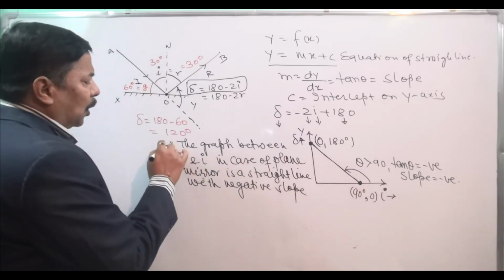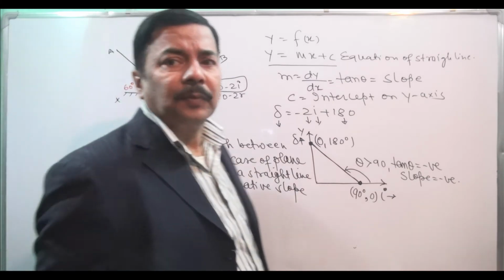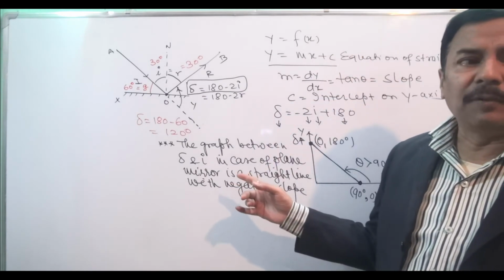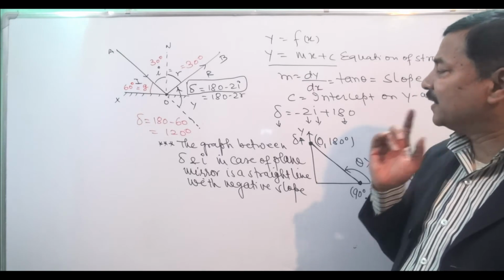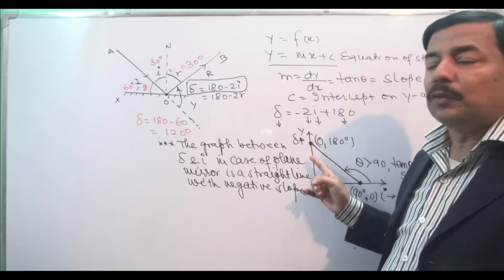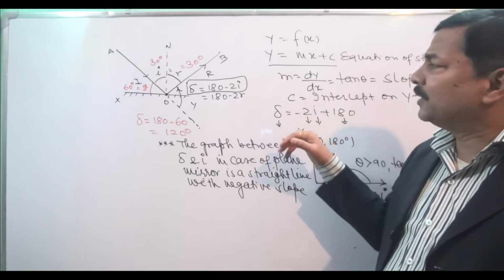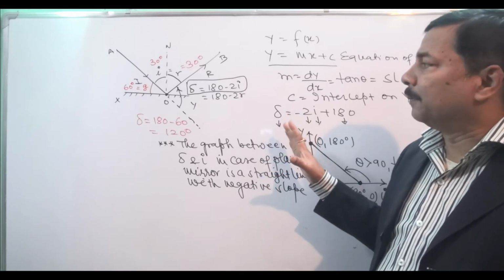This point you all should remember very carefully, all the time: the graph between delta and I is a straight line with negative slope, not with positive slope, with negative slope. And I hope that this discussion will clarify your concept on the plane mirror.